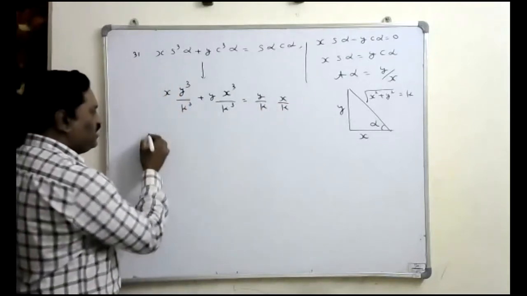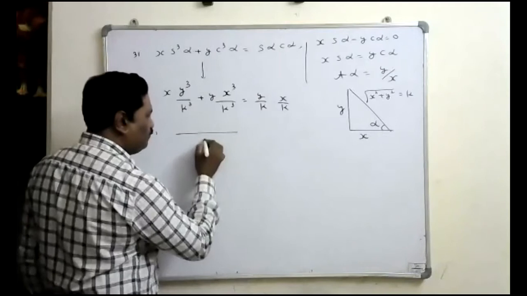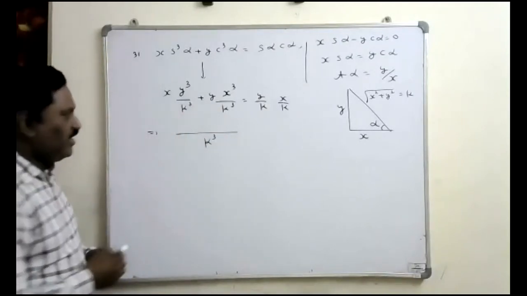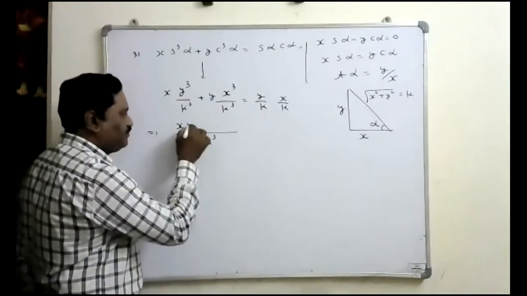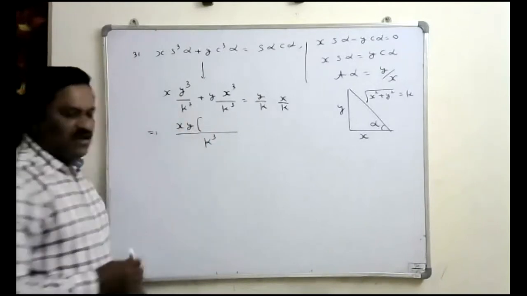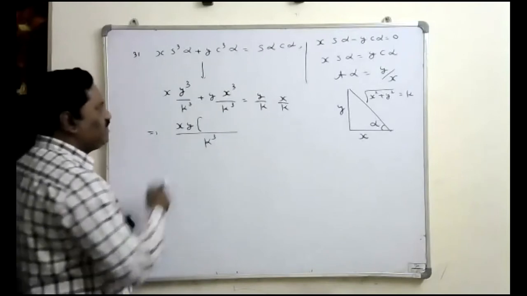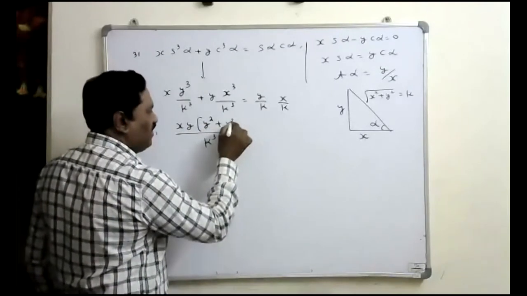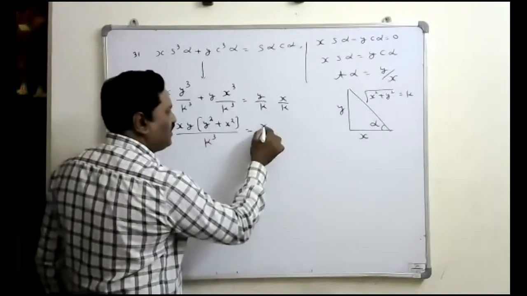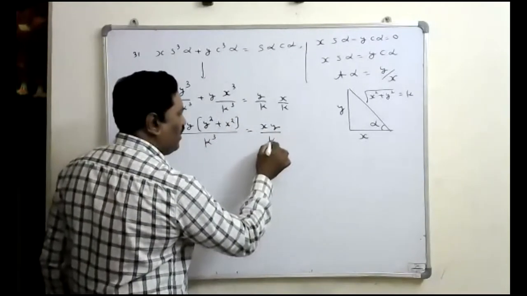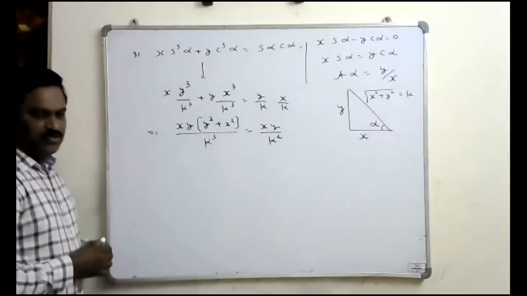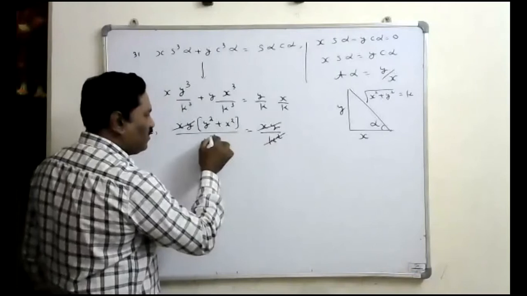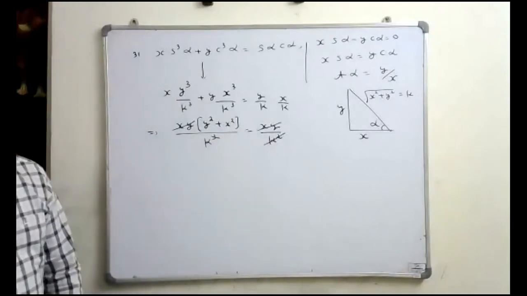Now since here the LCM in the LHS side is the k cube, from the numerator I can take xy as the common. Remaining is y square plus x square will be there, is equal to x into y by k square. Okay. So on both the sides x into y gets cancelled. K square and 1k gets cancelled.